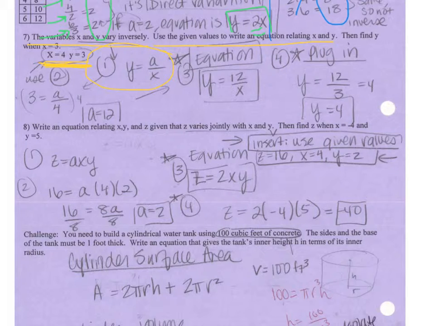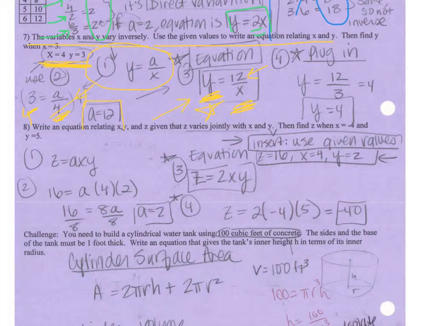So when we do that, we plugged 4 in for x and 3 in for y. To get rid of the denominator, you multiply both sides by 4. So that's how we got a is 12. That's part 2. Part 3, you make an equation. In an equation, you should see y and x. A lot of people mess up this step. They skip it. In an equation, you want to see y and x. So it's y equals a over x, and we insert the 12.